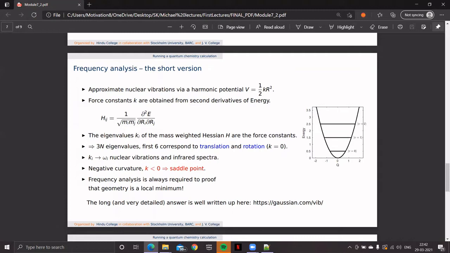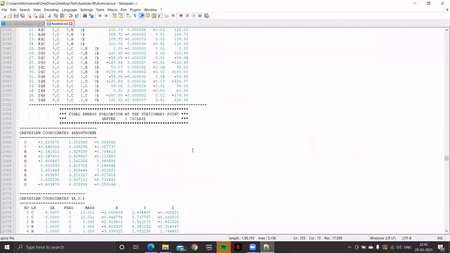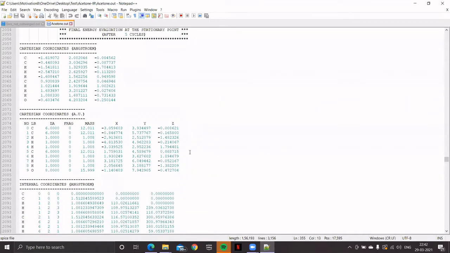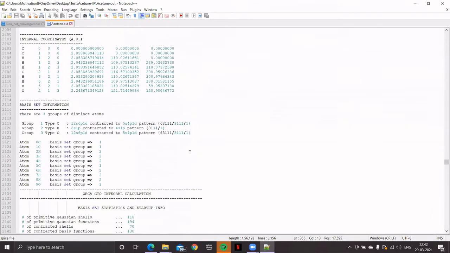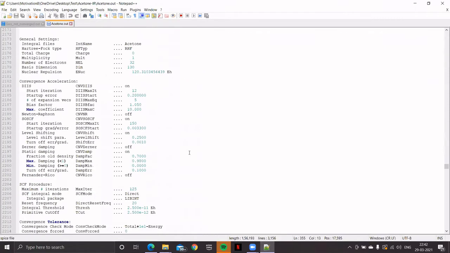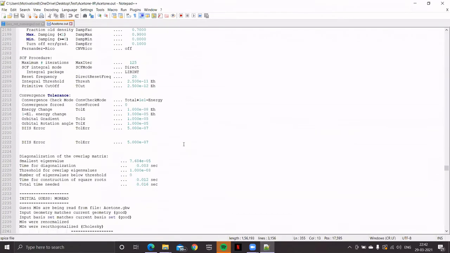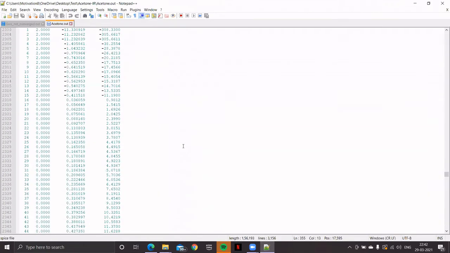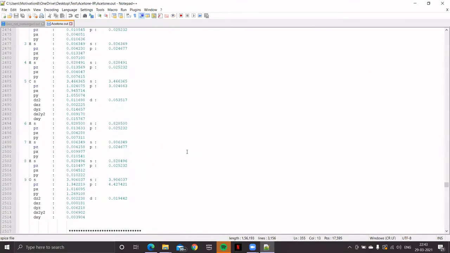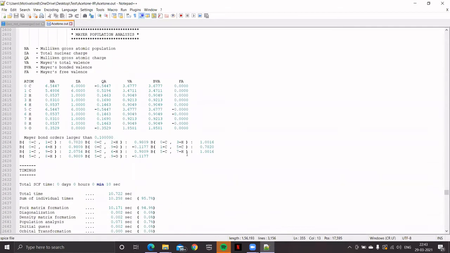So if I go to our job, acetone, acetone has 10 atoms. 10 atoms means a total of 30 degrees of freedom. So in Orca, you can see there is a section, if I scroll downward, a section with the name Hessian.